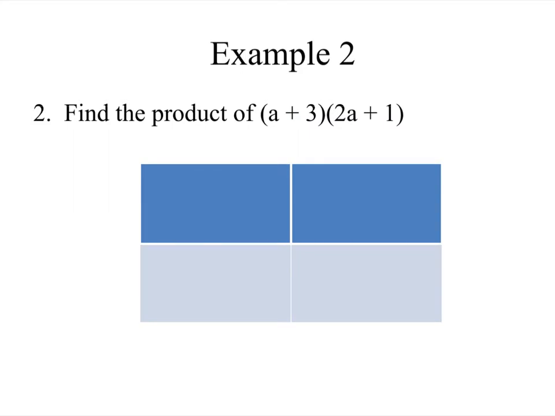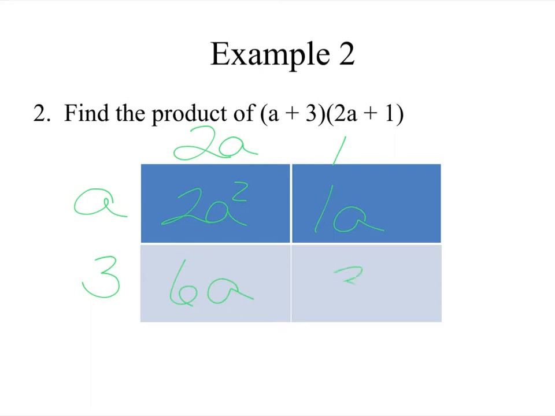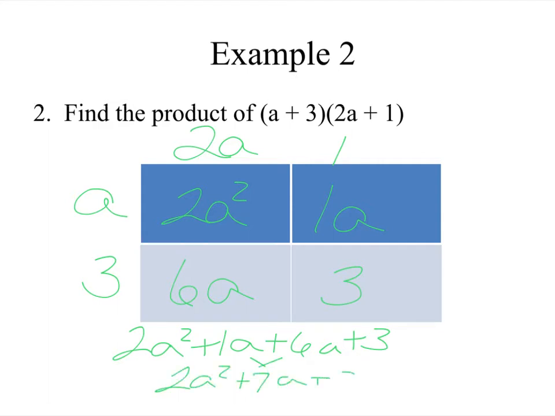I'm going to walk through one more of these with you. This time I'm going to put the a and the 3 going down the side and the 2a plus 1 across the top. Again, it does not matter as long as you keep each parenthesis going in the same direction. So 2a times a is 2a squared. I have 1a, 6a, and 3. Pulling out of the box, I have 2a squared plus 1a plus 6a plus 3. Middle two pieces are like terms, 2a squared plus 7a plus 3.